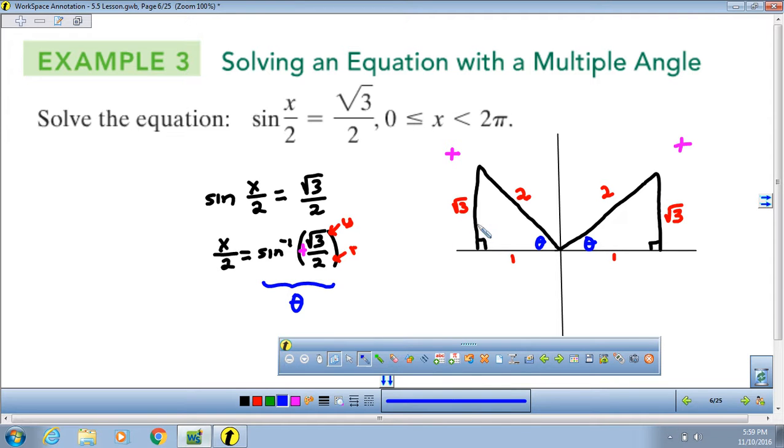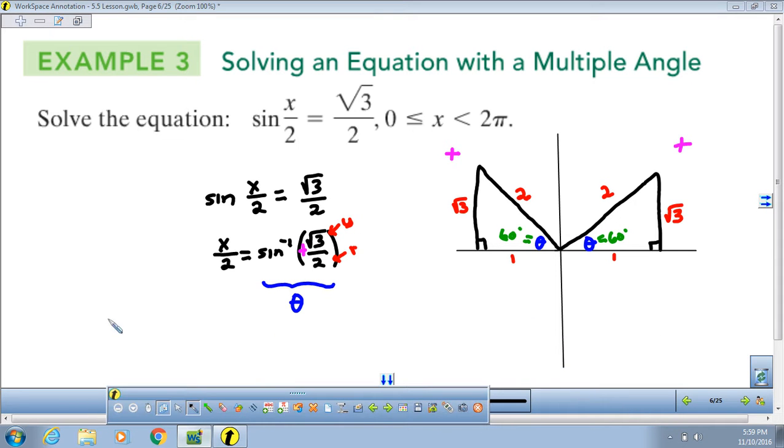So the angle for which sine is the square root of 3 over 2 will be a 60-degree angle. Same with this one, right? So we need to write the equation in general form. I'm going to be writing the equations down here. Okay? So x over 2 equals 2.